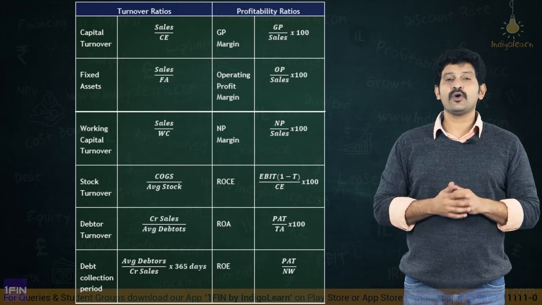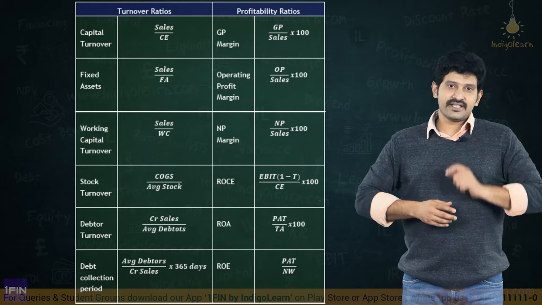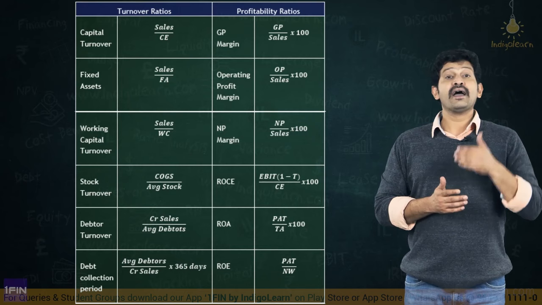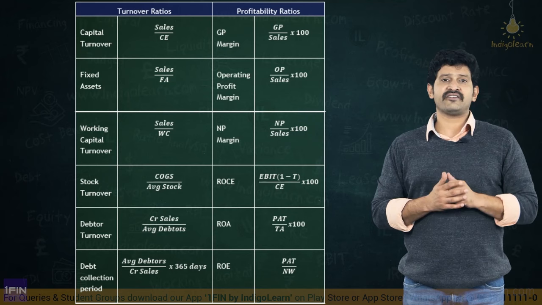Then we also saw debt collection period, that is 12 months or 365 days into average debtors divided by credit sales. Then we moved on to creditors turnover ratio, just like debtors turnover ratio. Here also we saw credit purchases divided by average creditors. Again, credit payment period is 12 months or 365 days into average creditors divided by credit purchases.